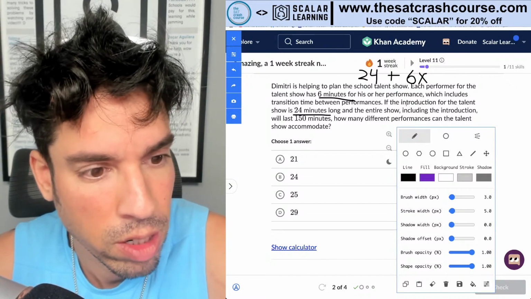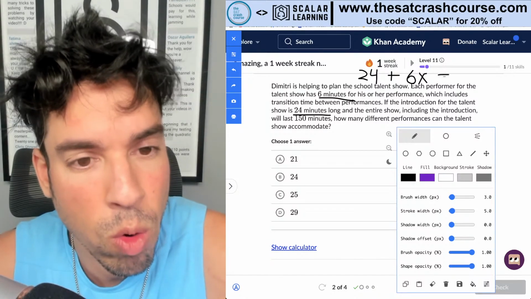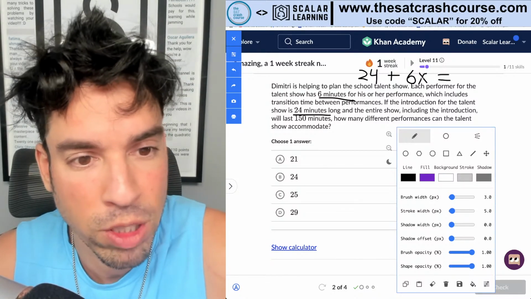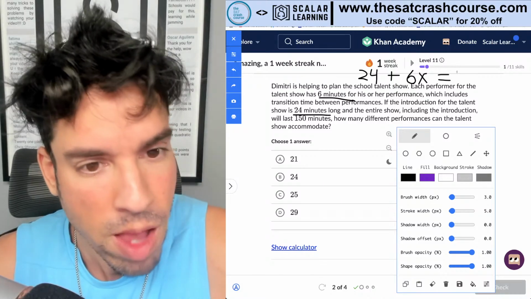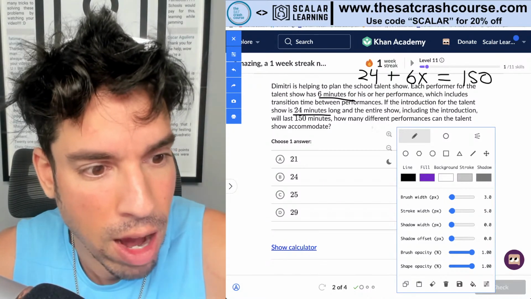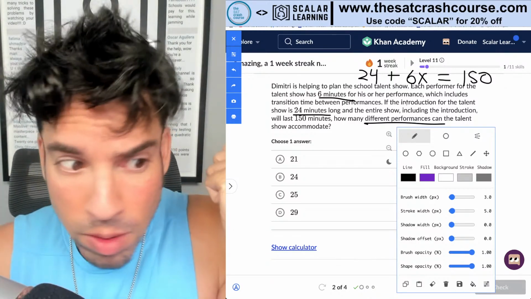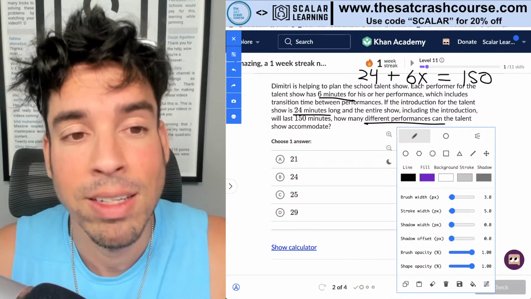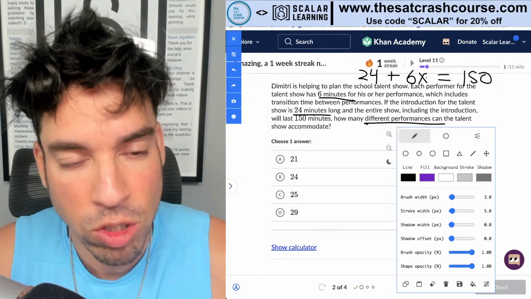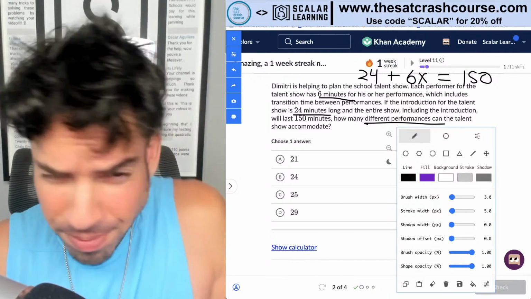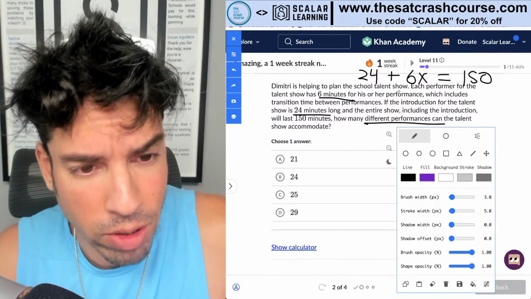Introduction is 24 minutes, and the entire show, including the introduction. And so the whole thing, the introduction plus all the individual ones, added up is 150. How many different performances can they accommodate? Again, it's already built into my equation. X is the number of individual performances, right? Because each one times 6. All I got to do is solve for X.